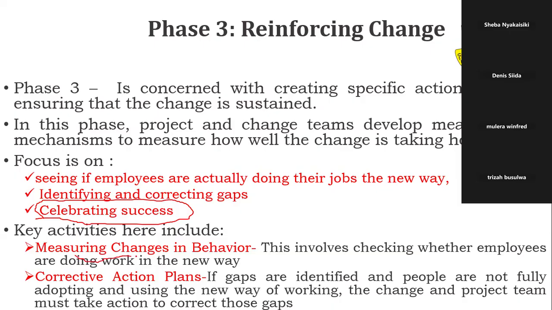Here the key activity is measuring changes in behavior, looking at those who have changed, how many people are using the system, and how much of the business process is now fully integrated into the e-business process. Then the other activity, corrective actions, is seeing how many gaps you have closed, how many people have now fully adopted, and of those who had failed to adopt, how many have you brought back into alignment with the e-business process?